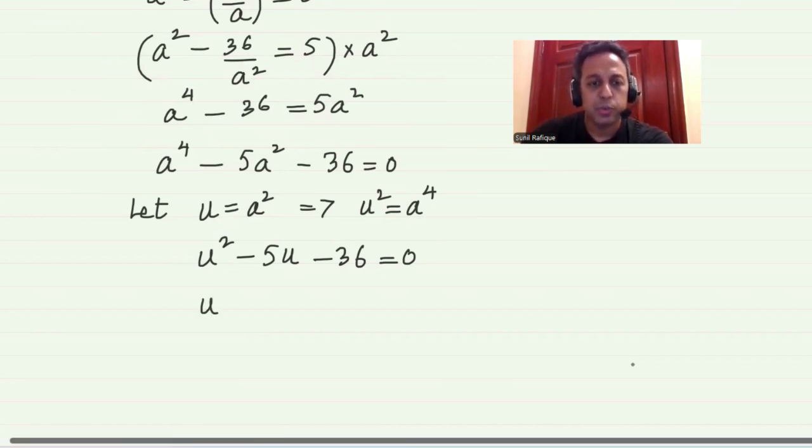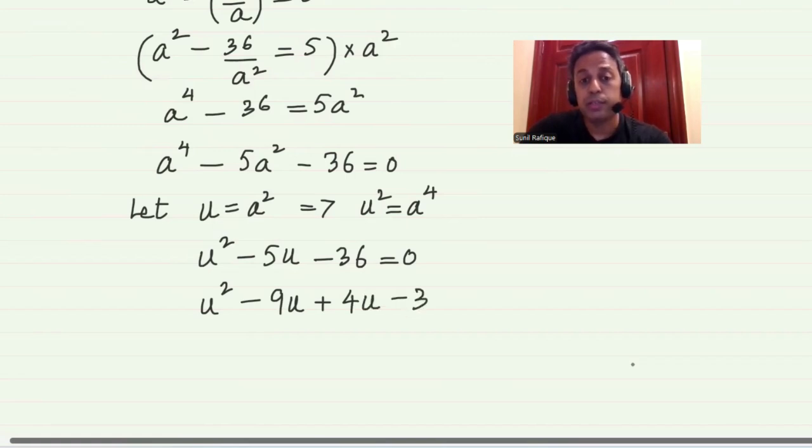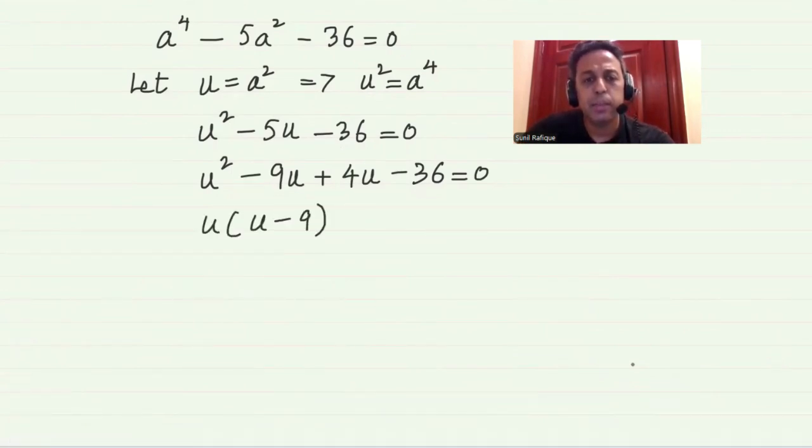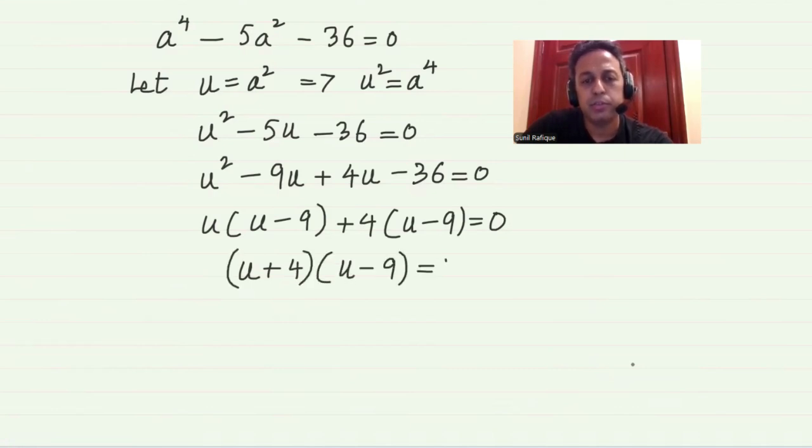Okay, so u squared. Now I am using the middle term break. You can go with the quadratic formula, but remember, show your work just the way I am doing. Normally these questions can be done without the calculator, right? So (u plus 4) and (u minus 9) equals 0.